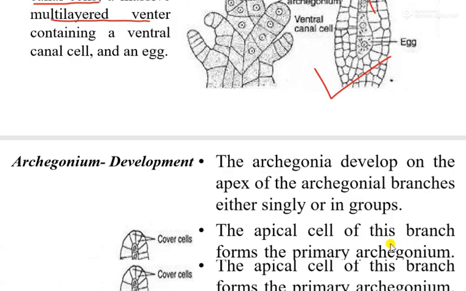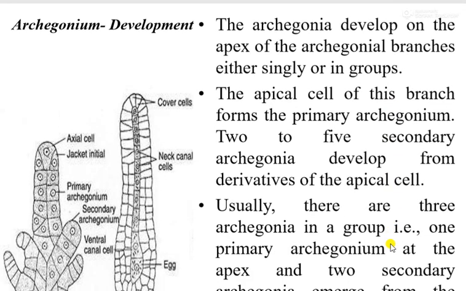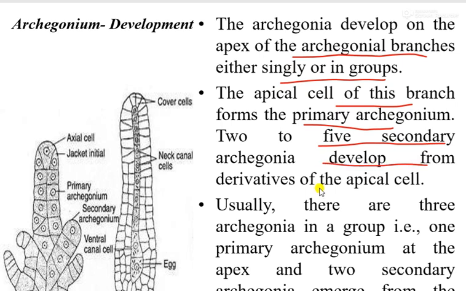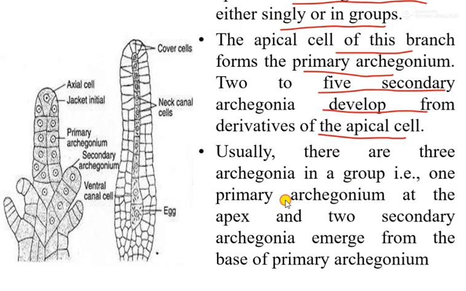Now let's see the development of archegonium. Archegonia develop on the apex of archegonial branches either singly or in groups. The apical cell of this branch forms the primary archegonium. 2 to 5 secondary archegonia develop from the derivatives of the apical cell. Usually there are 3 archegonia in a group, that is, 1 primary archegonium at the apex and 2 secondary archegonia emerging from the base of the primary archegonium.